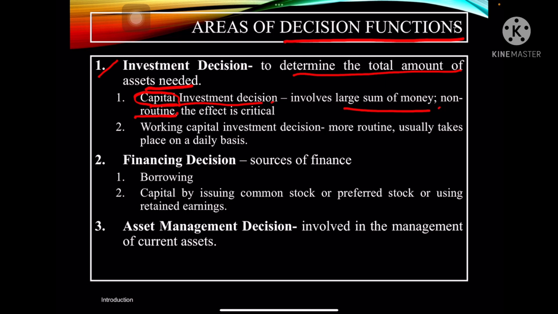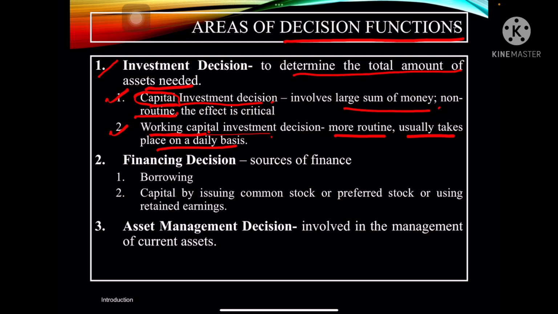Okay, when it involves capital, it means big, huge, so this is going to involve a lot of money. Alright, the working capital investment decision is less than a year because it refers to working capital. This is more routine, usually taking place on a daily basis. For capital, it's long term. For working capital, it's normally less than a year. So these are the decisions that you have to make before you make an investment. Is that routine or is that non-routine?